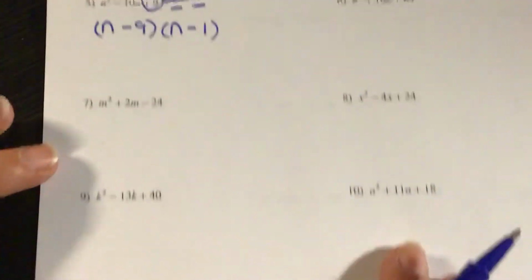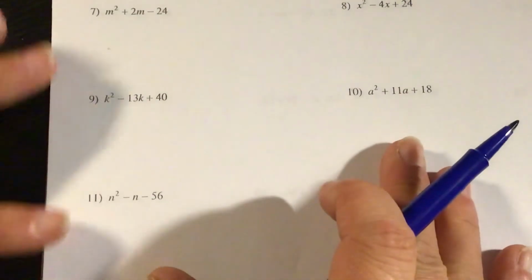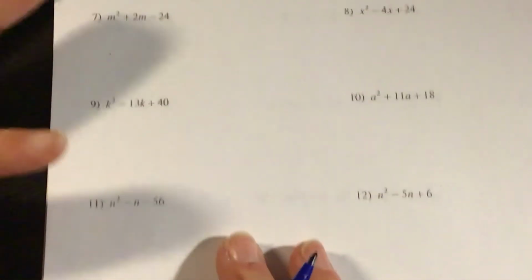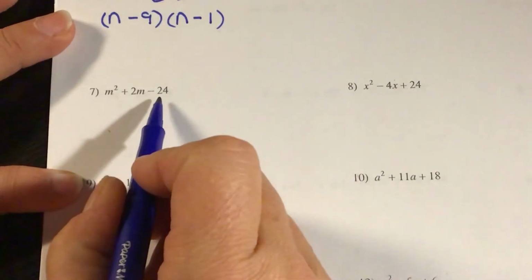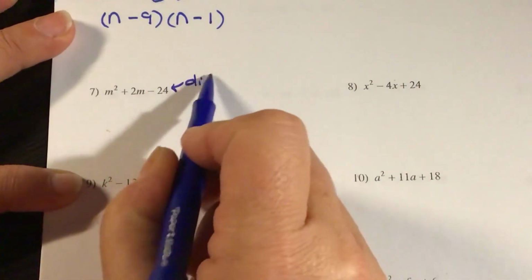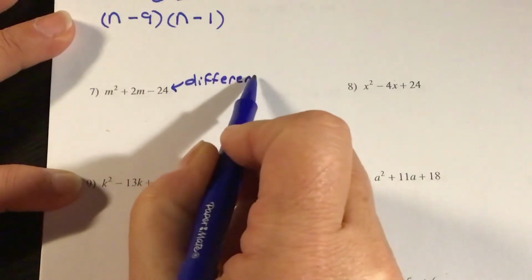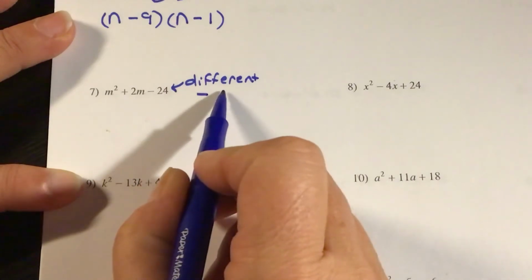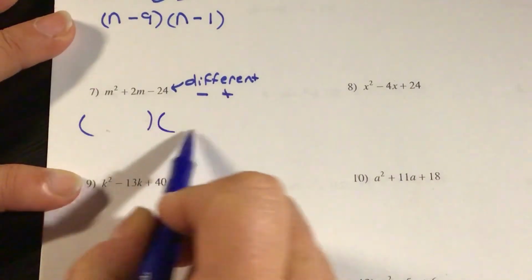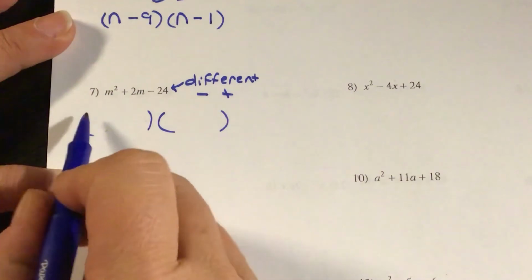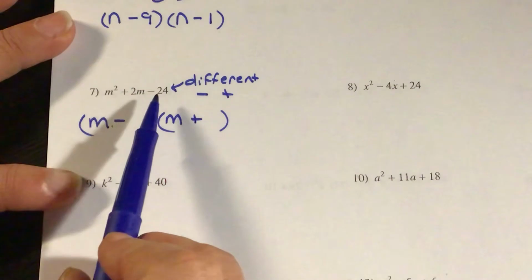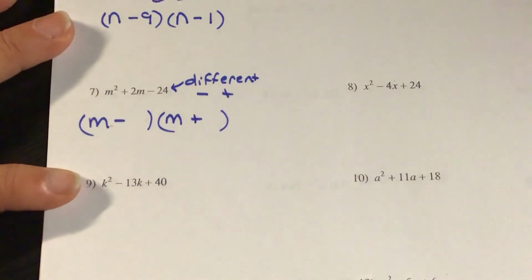All right, so let's look at number 9. On number 9, whoops, that's not the one I want. Let's do number 7. Here, my sign is negative, so I'm going to have different signs. So I have a minus and a plus. So in my pockets, I'm going to have an M and an M and a minus and a plus. Numbers that multiply to be 24 and subtract to be 2.